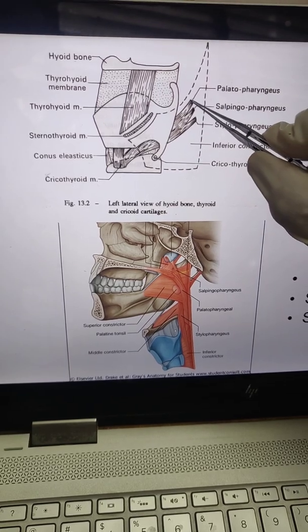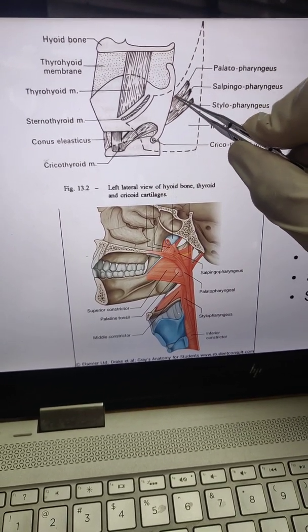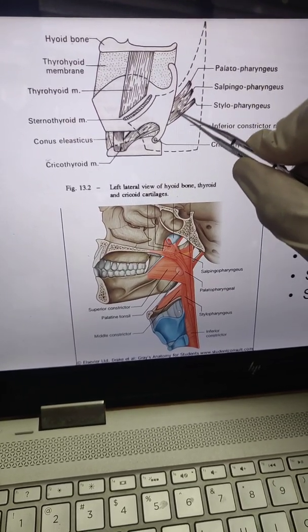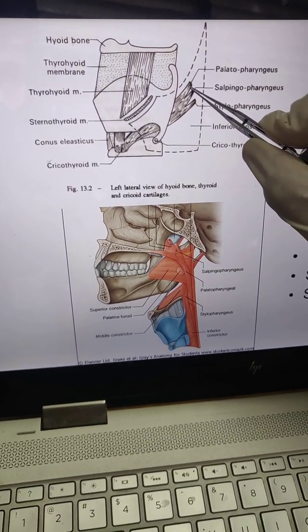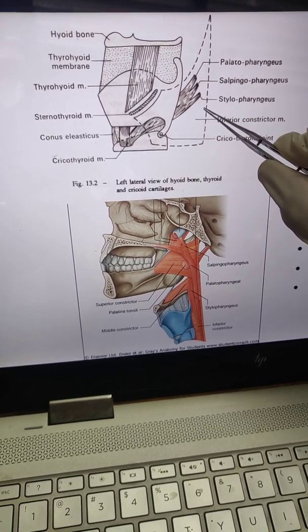Posteriorly, this is the posterior border of the thyroid cartilage, and it gives insertion to three muscles from above downwards: the palatopharyngeus, salpingopharyngeus and stylopharyngeus muscles.